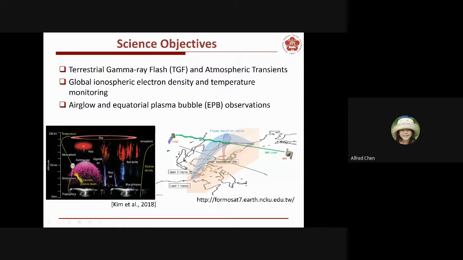So we can find that the three topics listed here are not new topics to Taiwan's space science community, but also the heritage of Formosa 2, Formosa 3, Formosa 5 and Formosa 7. So with this instrument, we are trying to continue the existing research in this field.